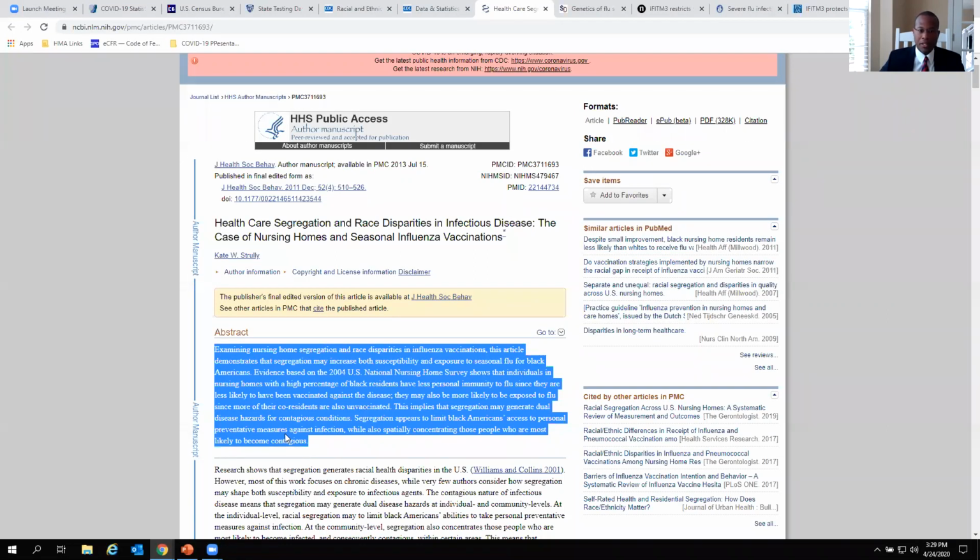They may also be more likely to be exposed to the flu since more of their co-residents are also unvaccinated. This implies that segregation may generate dual disease hazards for contagious conditions. Segregation appears to limit Black Americans' access to personal preventative measures against infection, while also spatially concentrating those people who are most likely to become contagious.